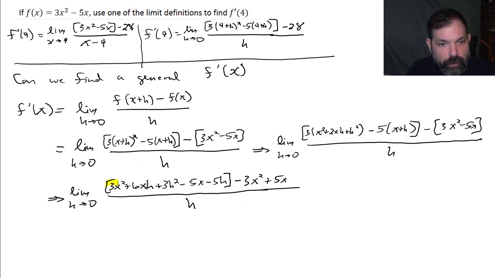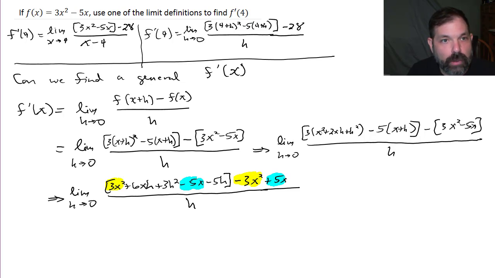Let's see. I've got a 3x squared and a minus 3x squared. What happens to those terms? They add to 0. What else do I have? I have a negative 5x and a plus 5x. Those terms also add to 0.